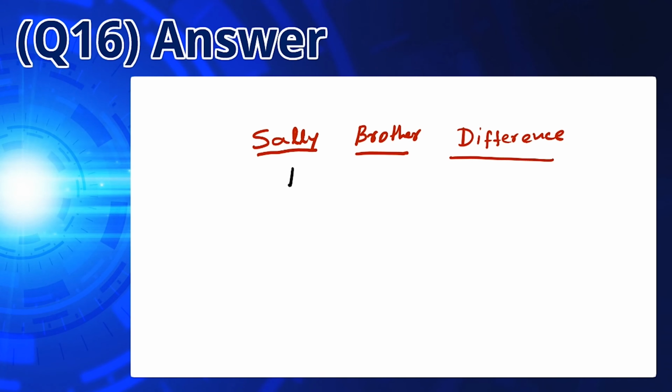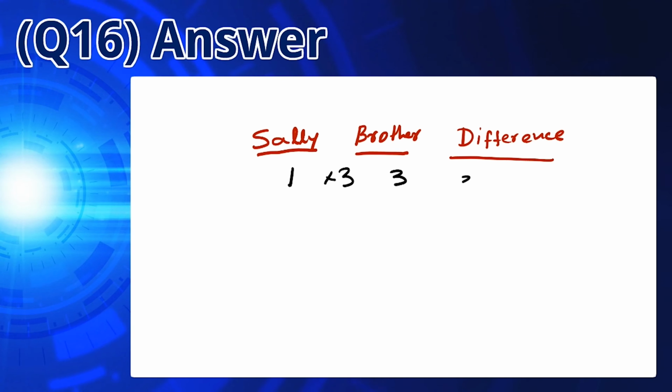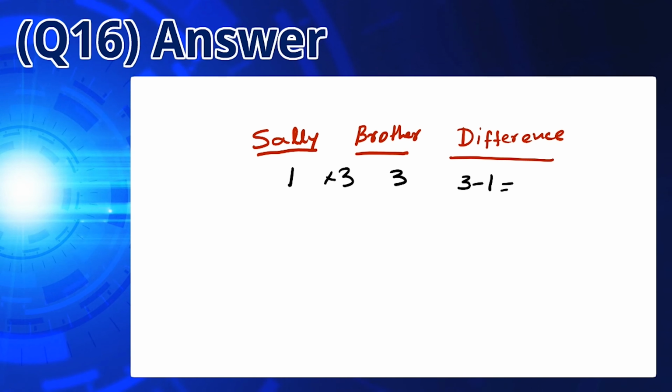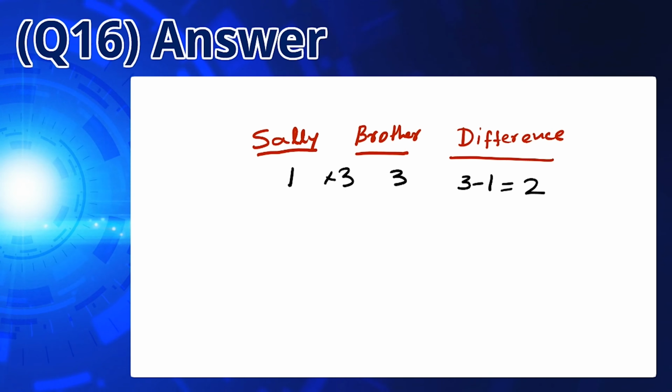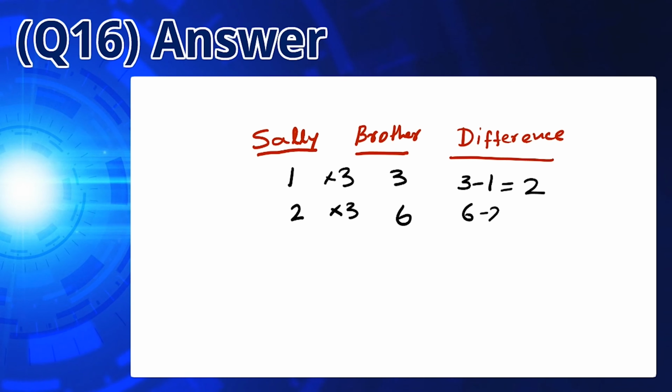We can use a table to find the age of Sally. When Sally is 1 year old, her brother will be 3. The difference is 3 minus 1, which is 2 years old. When Sally is 2 years old, her brother will be 6. The difference is 6 minus 2, which is 4 years old.